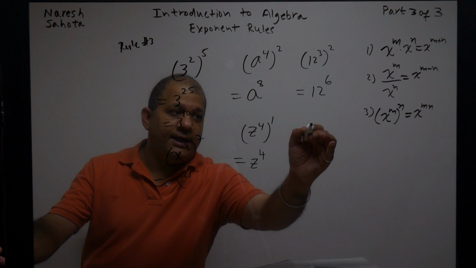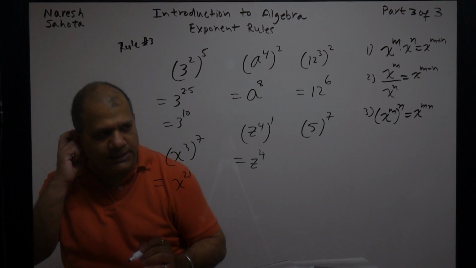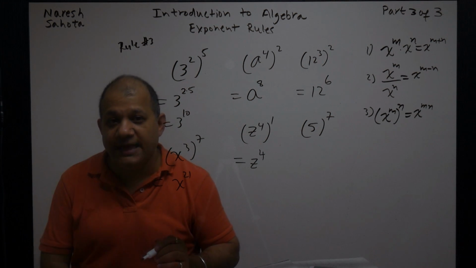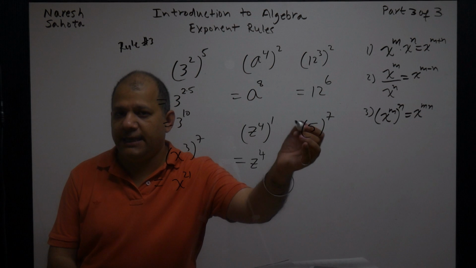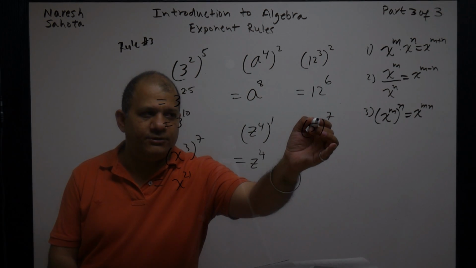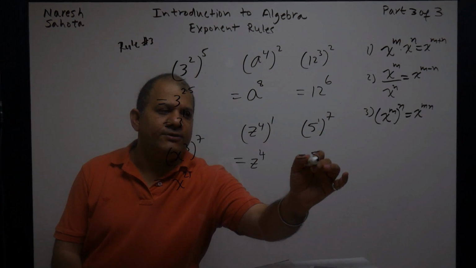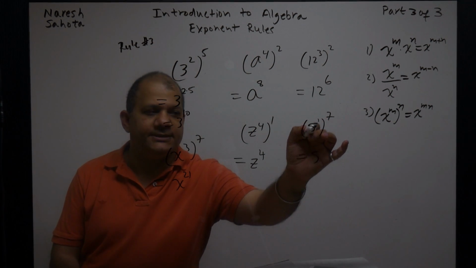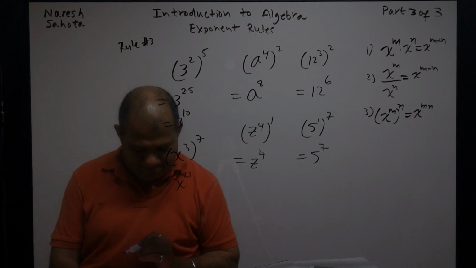Okay, so then we have 5 raised to the exponent 7. So that's a bit interesting. It looks like 5 doesn't have an exponent, but it does, right? Every base has an exponent. So here there's no exponent written, but by default it's 1. So it's 5 to the 1 times 7, which is 7. So the answer is 5 to the 7.